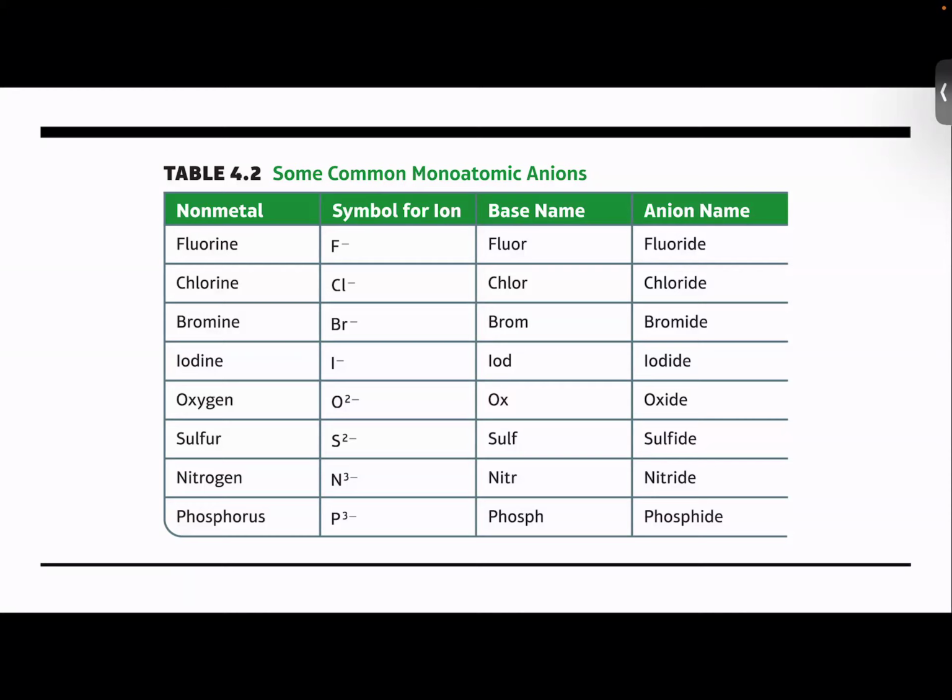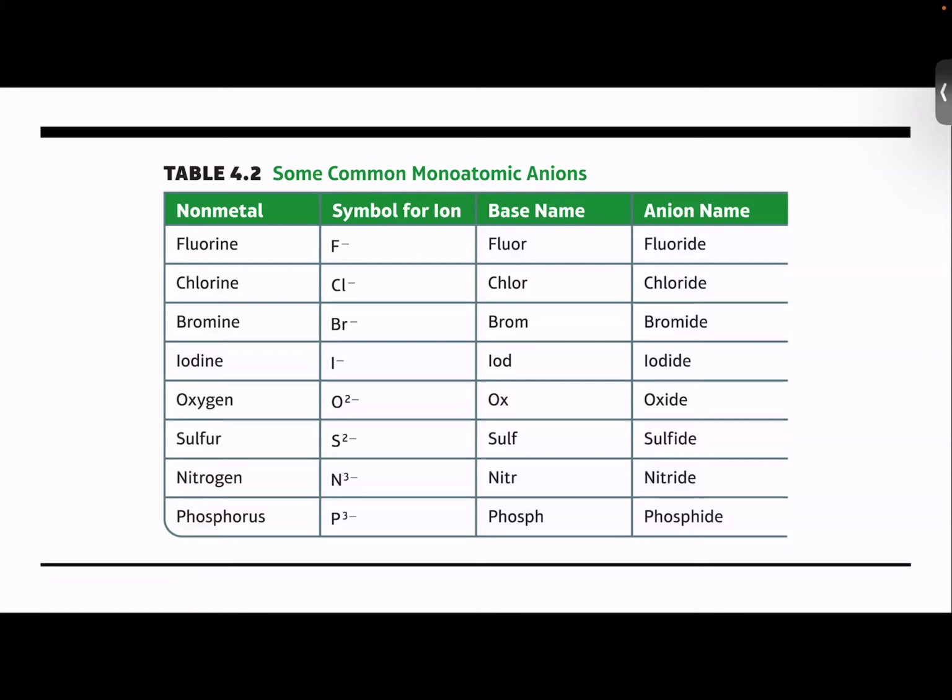Iodine. Iodine itself is I, but if you have I minus, then you take the base, which is iod, and you replace the ending with IDE, so it becomes iodide. Oxygen is oxide, sulfur, sulfide, nitrogen, nitride.